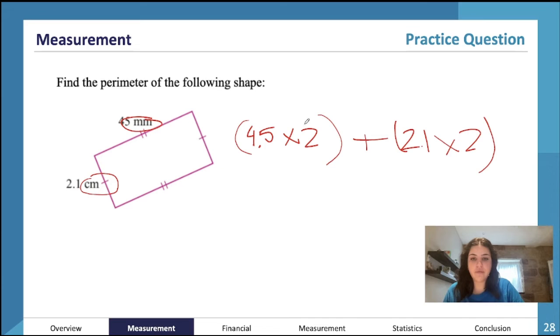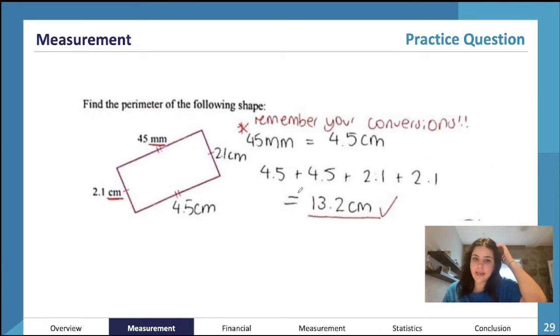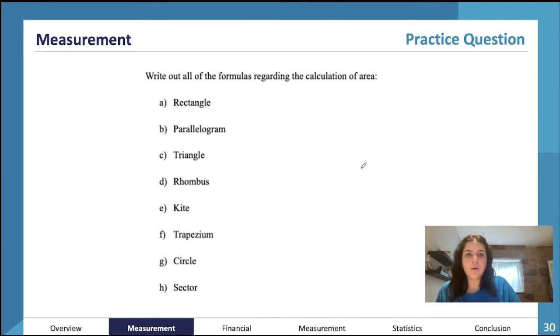Now, why did I go to 4.5? Because there are 10 millimeters in 1 centimeter. So I can just pop a decimal place right there. I'm going to add these together. We get 13.2 centimeters. So 2.1, 2.1, 4.5, 4.5. Add them all together. We're now going to write out formulas regarding the calculation of area.